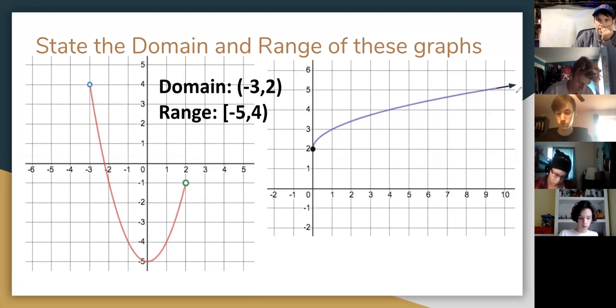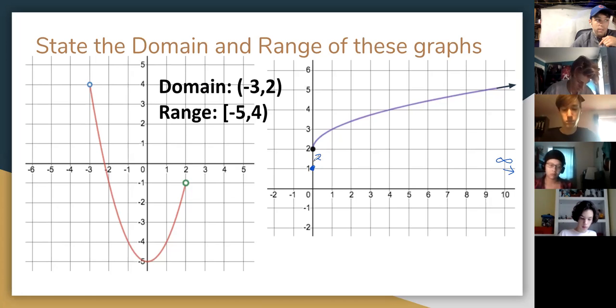And for our second one, take a second, see if you can figure out this one. It has something that we haven't really talked about with this yet, but I think you've seen it before. So looking at my domain, my smallest x value is 2, but I don't have a biggest x value. It keeps going to the right forever. So I want to use infinity with that, right? It goes from 2 to infinity.